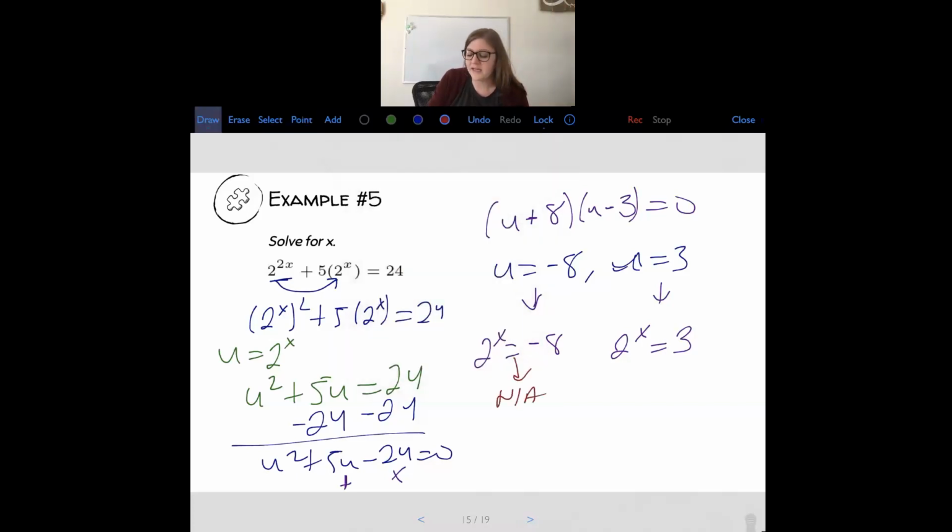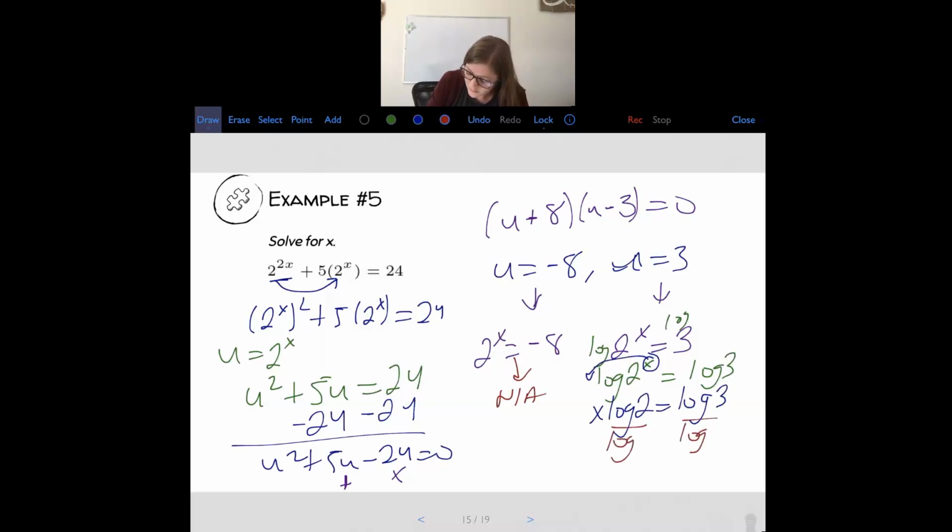Okay, but we can look at 2 to the power of x is equal to 3. We can take the log of both sides. So we have log of 2 to the x is equal to log 3. Our favorite power rule coming in handy. And then we can divide both sides by log 2. So the answer here is x is log 3 over log 2. So that is our final result for this problem.